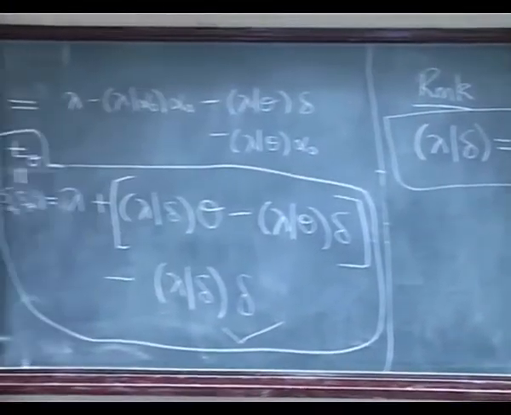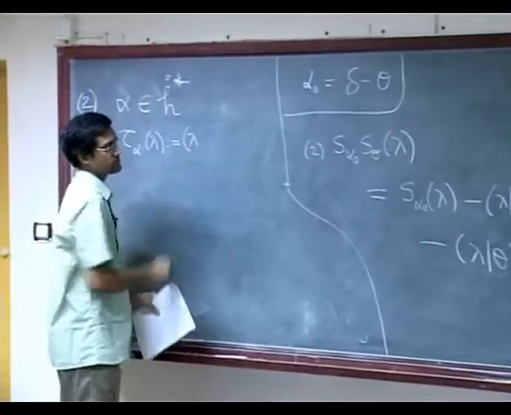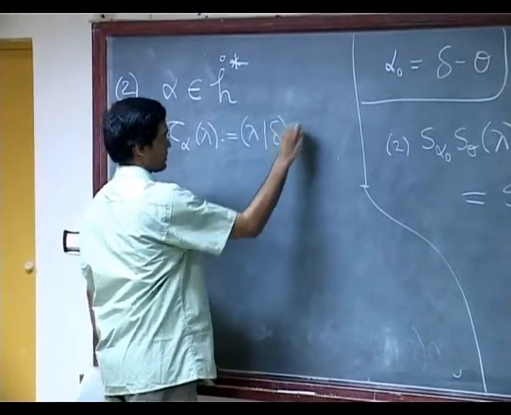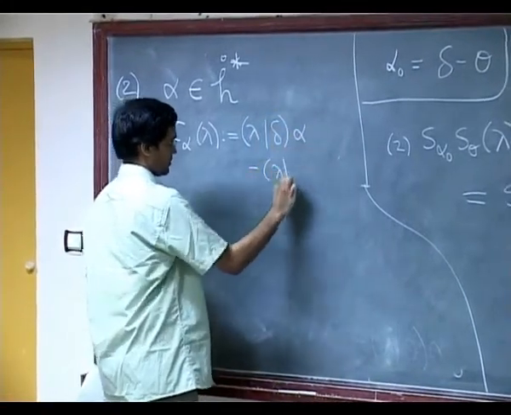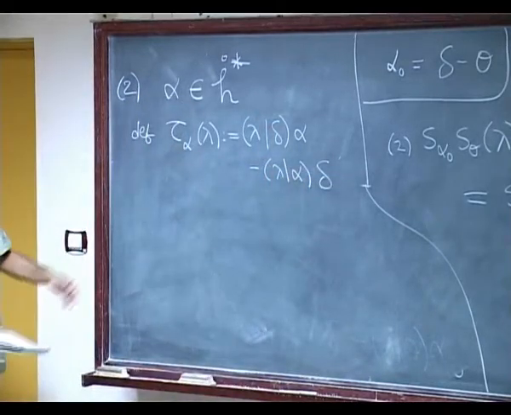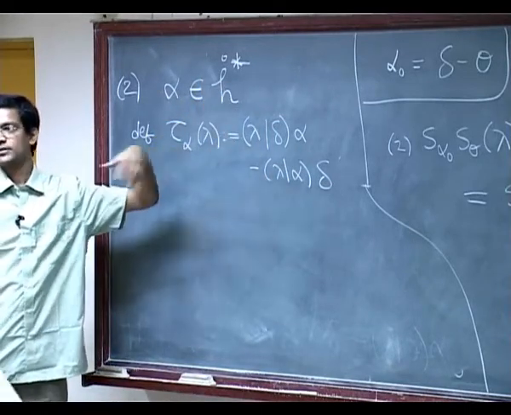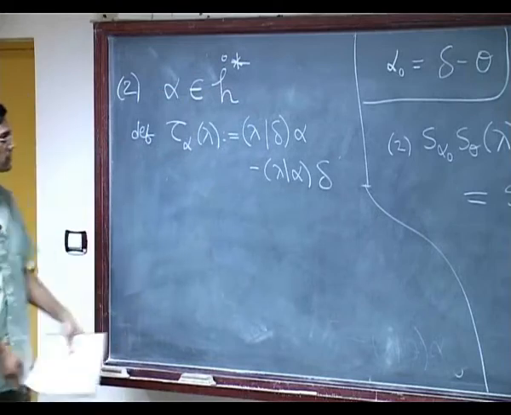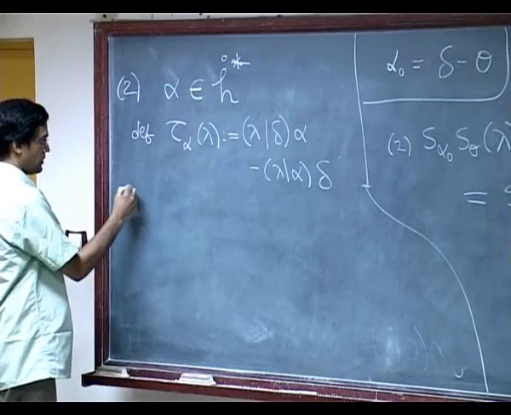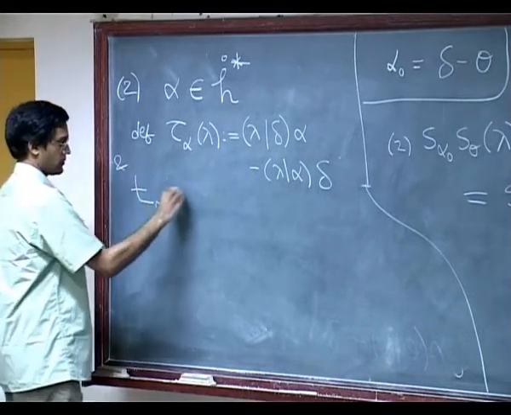So if you define tau alpha of lambda by the same formula, lambda delta alpha, minus lambda alpha delta, it makes sense for any element of H naught star, not just for theta. So you can sort of make this generalization and observe, if you define it that way, then what property do we have? And then let's also define its exponential.